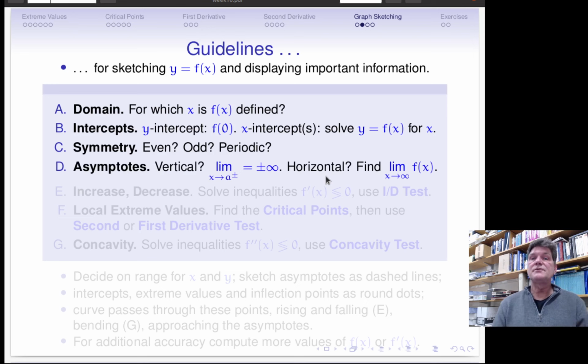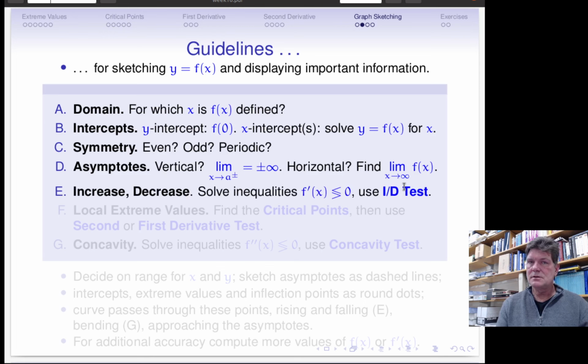D, asymptotes. We've seen how we can use limits to find vertical or horizontal asymptotes. For vertical asymptotes, we'd find the points a where the one-sided limit of the function f of x as x goes to a goes to plus or minus infinity, and that makes a vertical asymptote. For horizontal asymptotes, we would consider the limit to plus or minus infinity of the function itself.